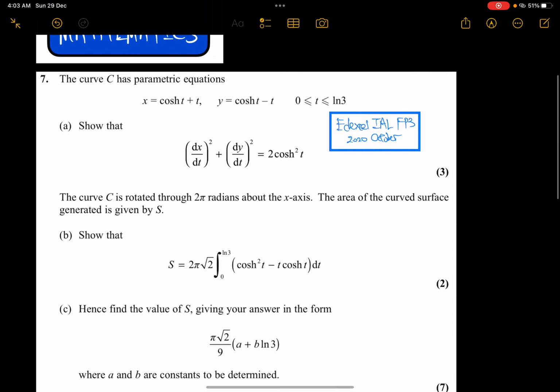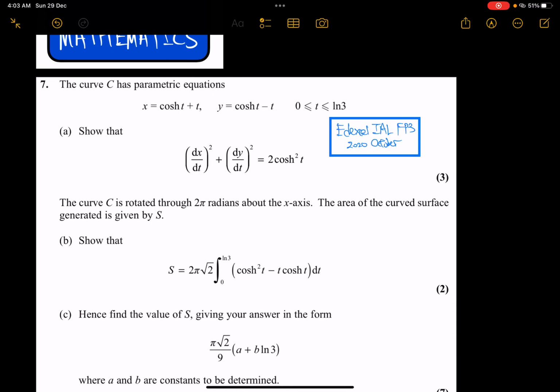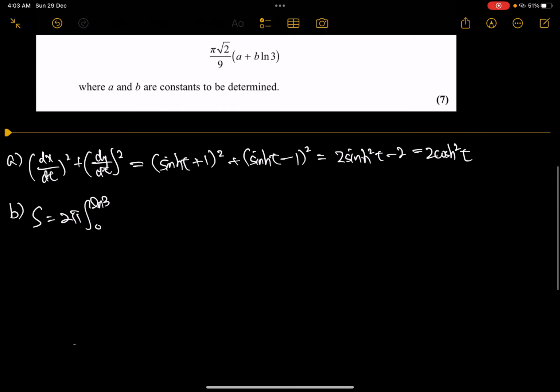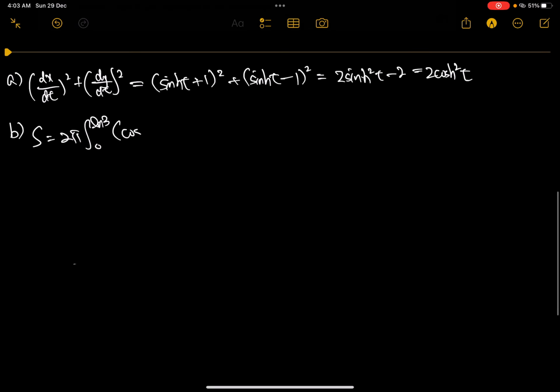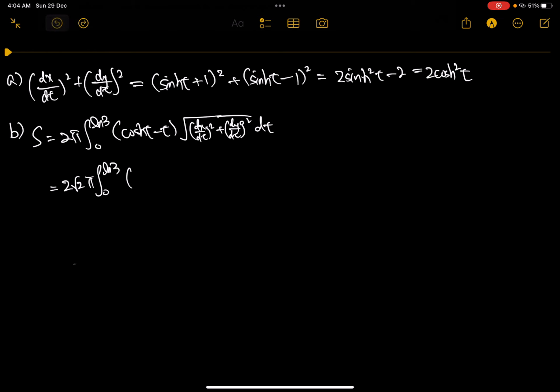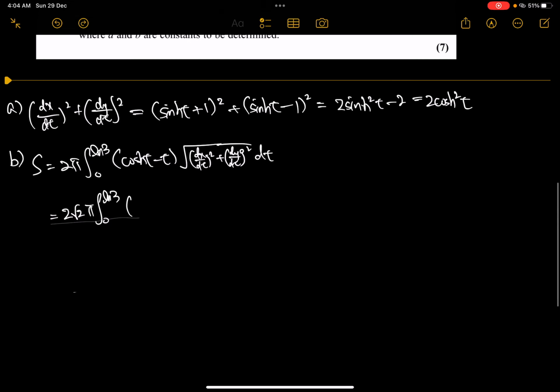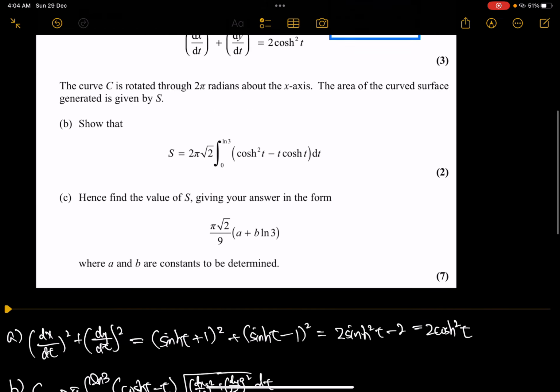So obviously we need equation A's left hand side but square rooted. So we have this component dt, which is 2 root 2 pi from 0 to natural log 3. This one is root 2 hyperbolic cosine of t. So we have this, and that's part B, because that's all we needed to do.